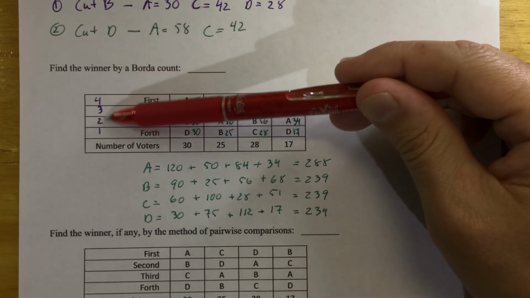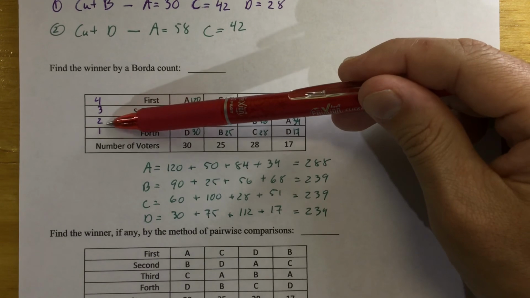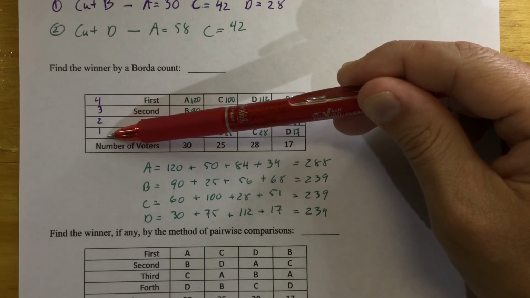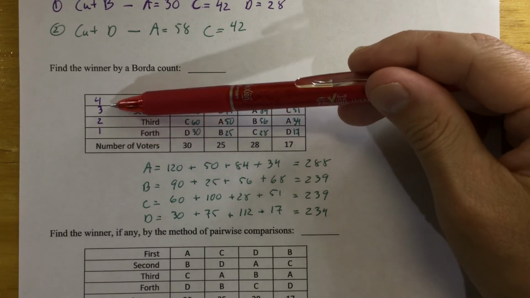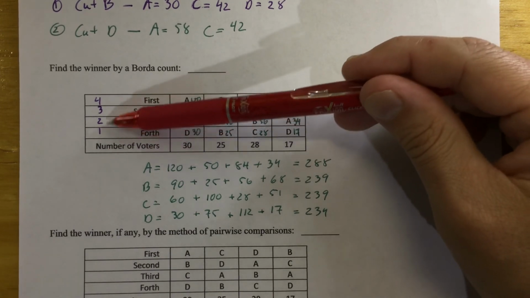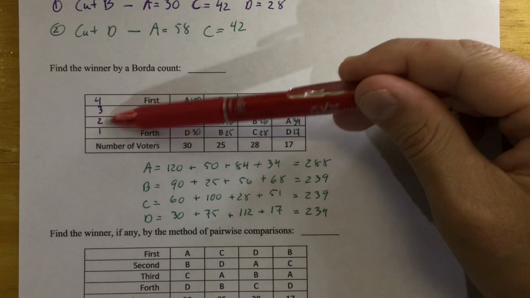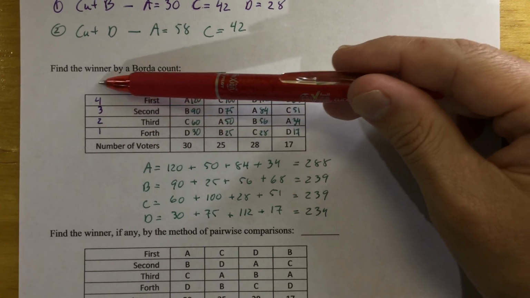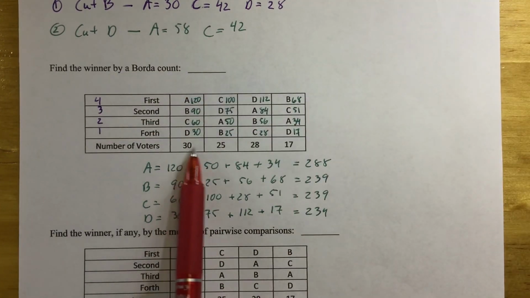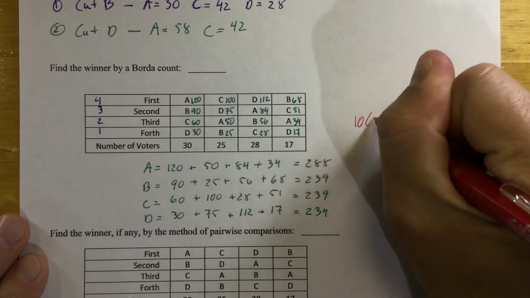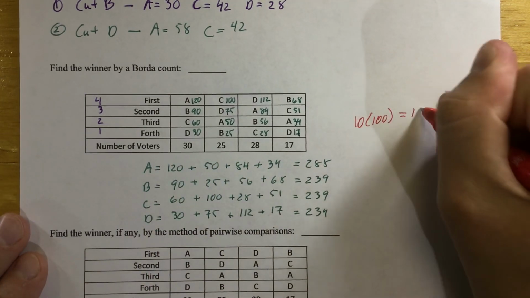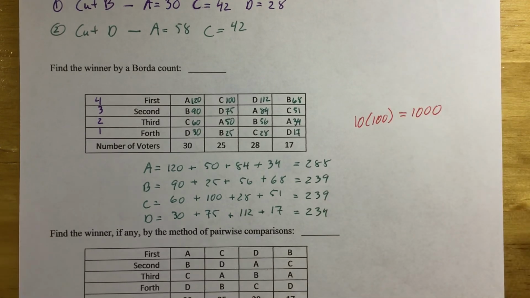You can add all these numbers together, 4 plus 3 plus 2 plus 1, which is going to be 10. I always remember these as bowling pins, 1, 2, 3, and then 4. Used to bowl when I was a kid. Okay, so that adds up to a total of 10 points. If you multiply 10 by the total number of people that voted, which is 100, so 10 times 100, you're going to get 1,000 total points.